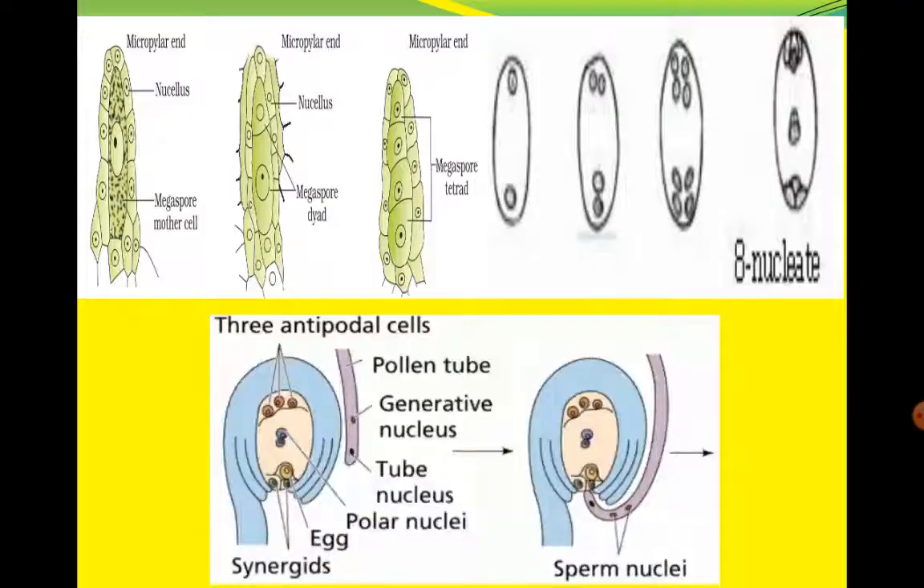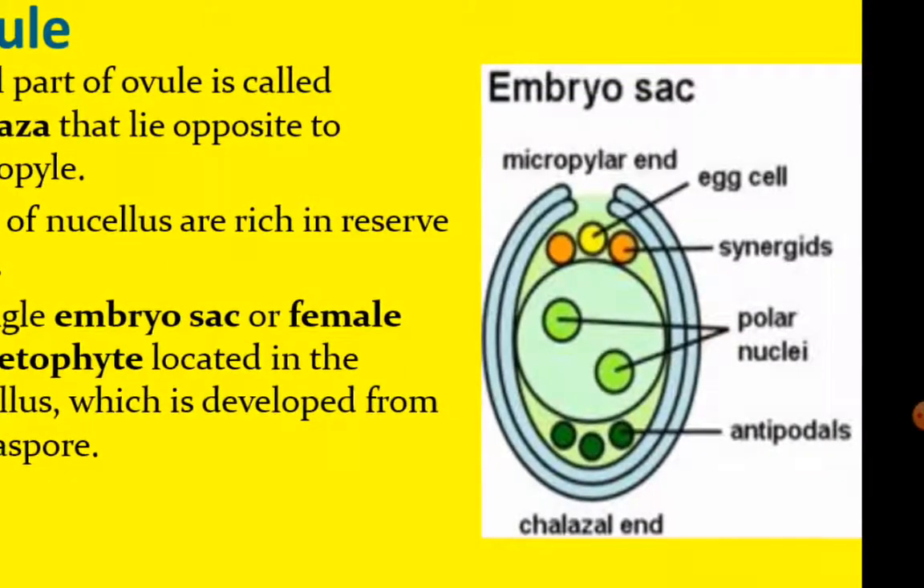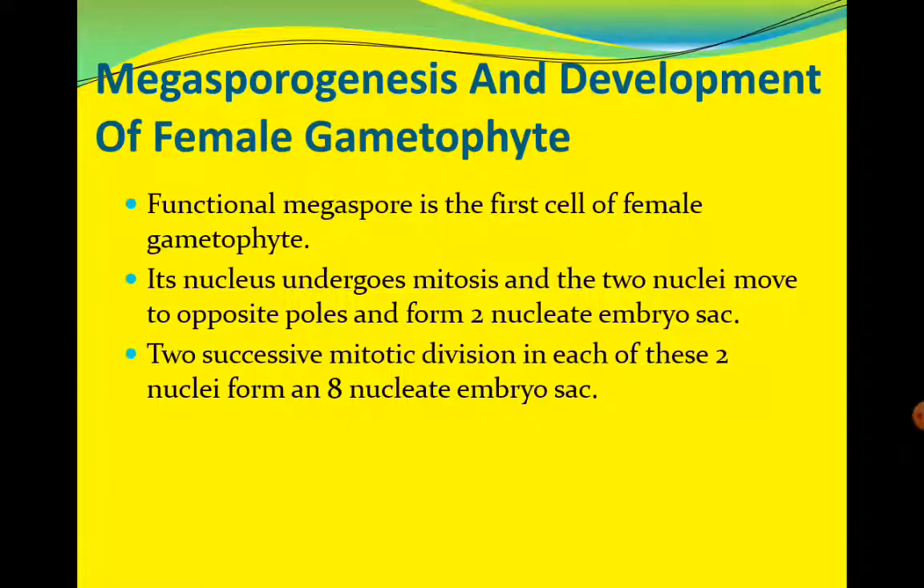This is the 8 nucleate 7 cell stage. Three cells are available in the antipodal region, 2 polar nuclei are available, and the egg cell and 2 synergids are available. Okay, that is all.